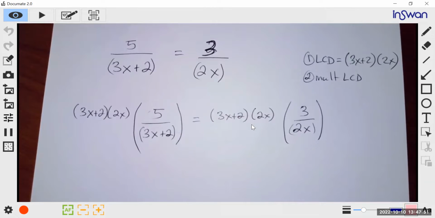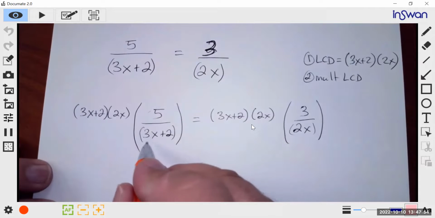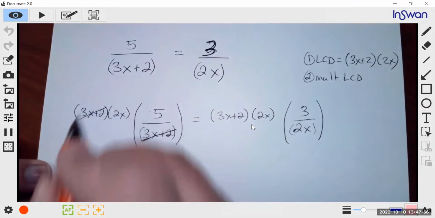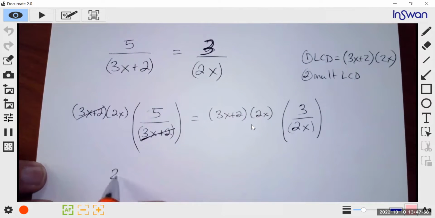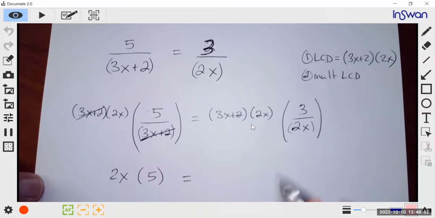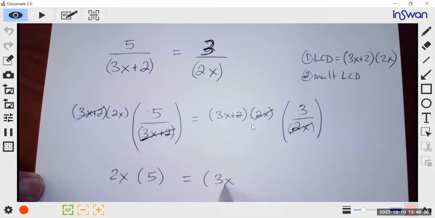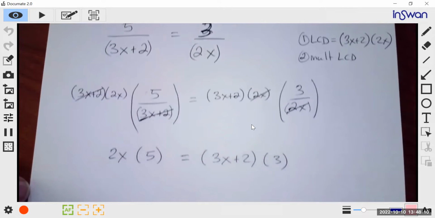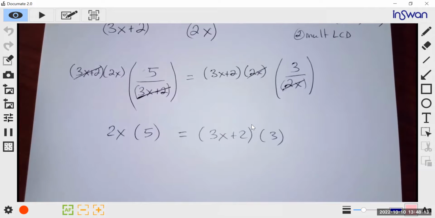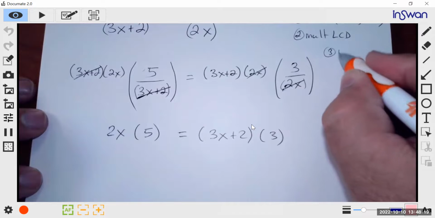So on the left side, what cancels? 3x minus 2, 3x minus 2. So we're left with 2x and 5. The 2x's cancel on the right-hand side. 3x plus 2 times 3. We just reduced.